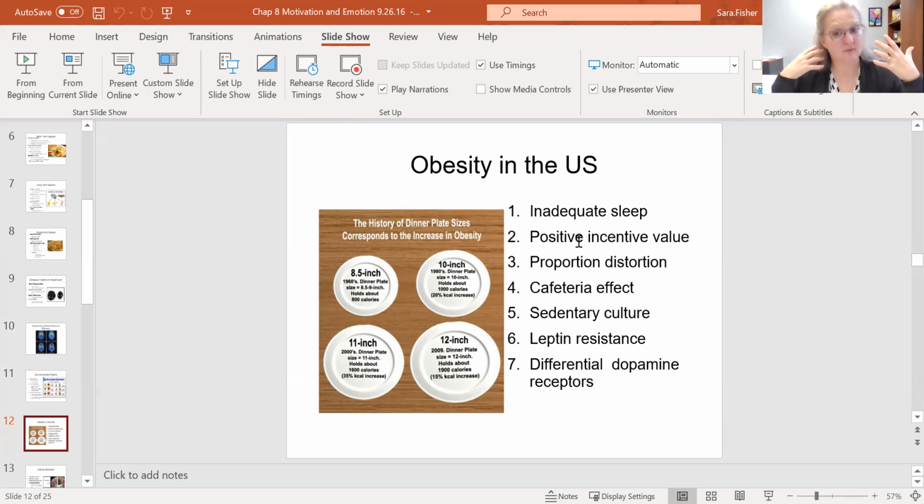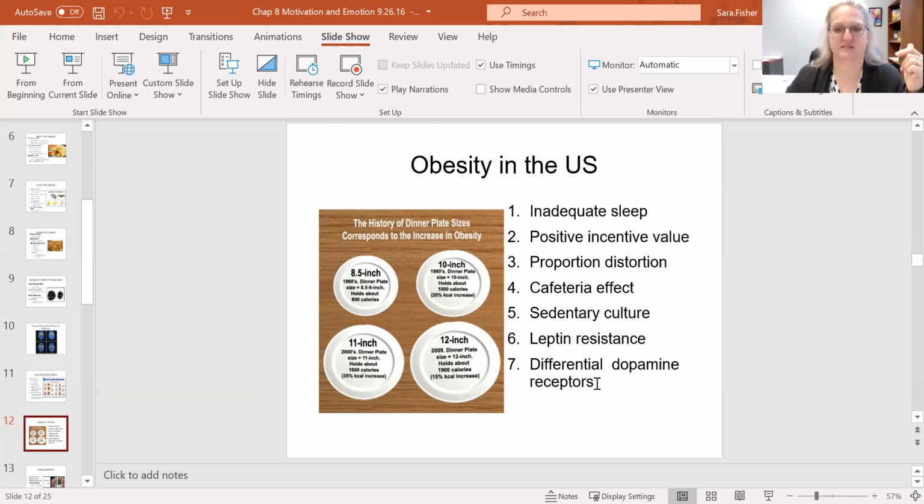Some of us might be leptin resistant. That would be like a biological or a genetic inheritance. And some of us may have inherited, you know, fewer dopamine receptors. So there's a genetic component, there's a cultural component, there's a social class component. Obesity is a very complicated phenomenon.